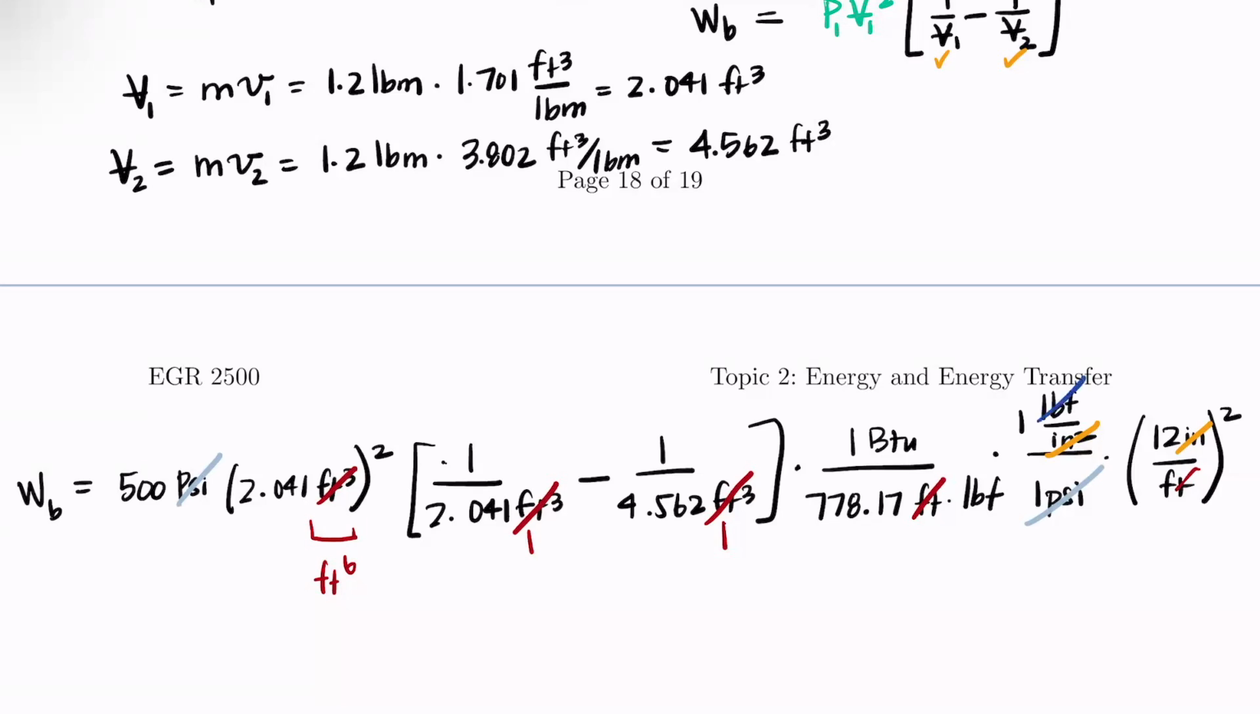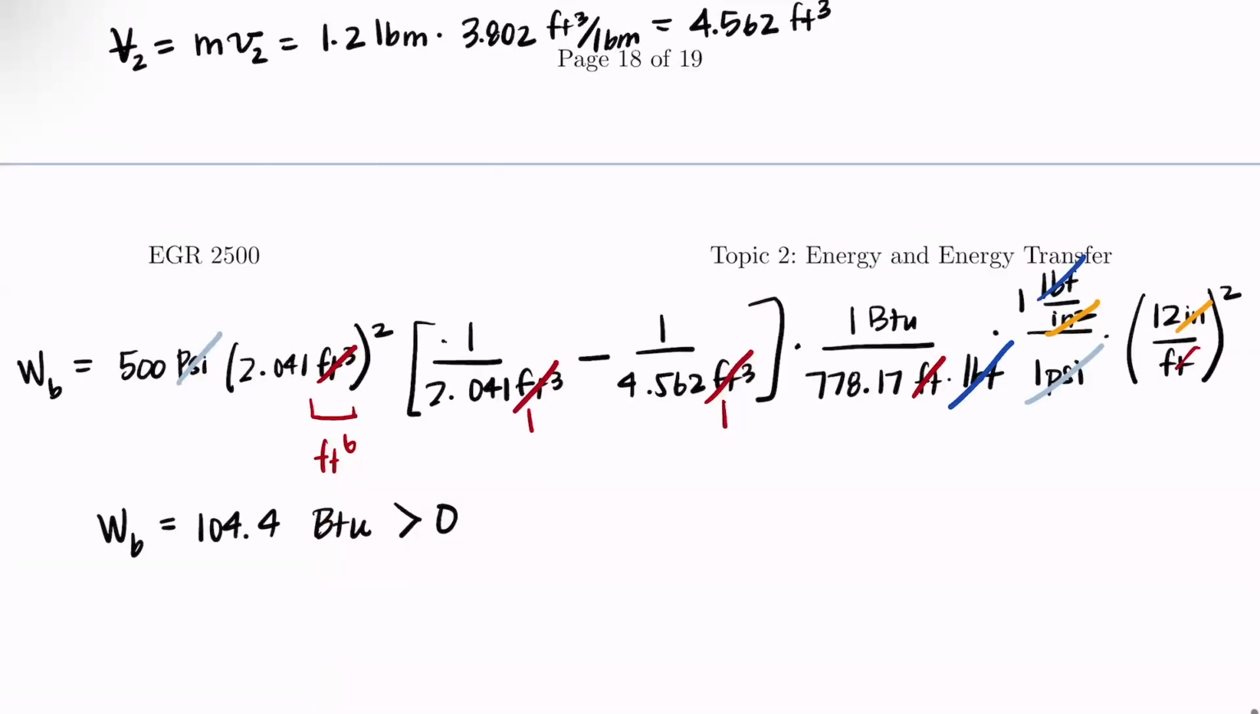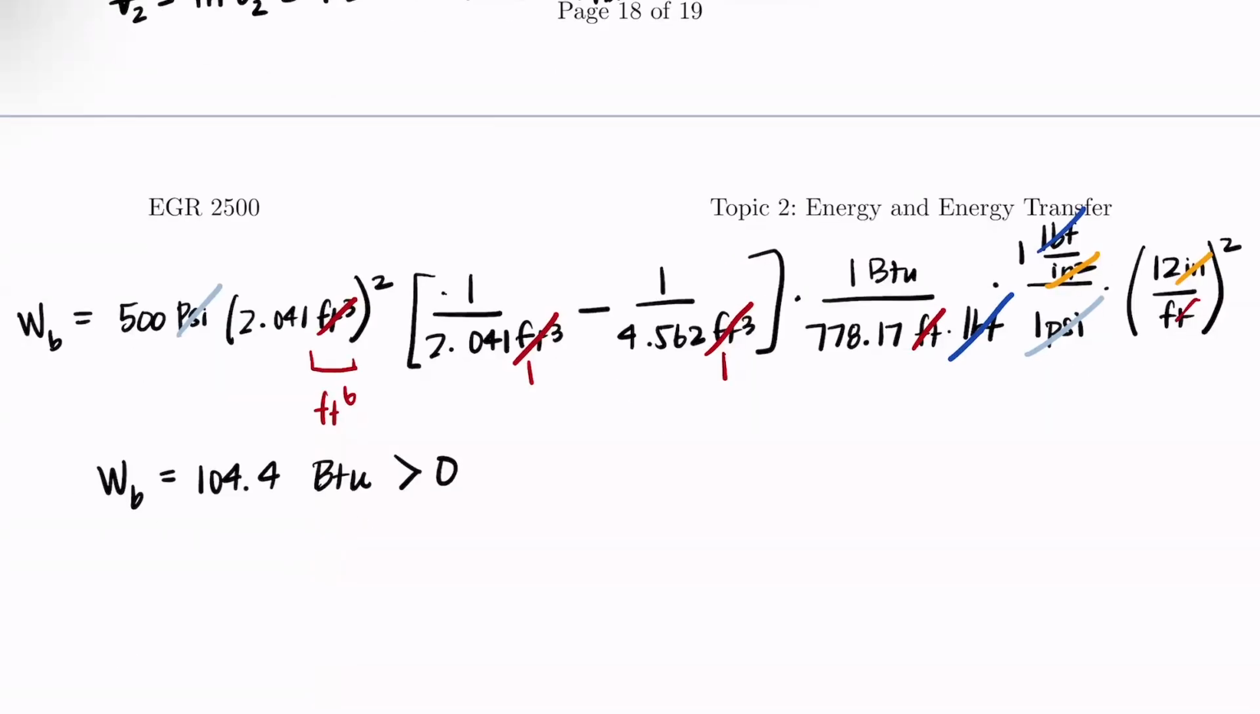Pounds of force balance with pounds of force, and then we're left with BTU. So we have WB is equal to 104.4 BTU. This is greater than 0, right? So what does that mean about the work? Is it done on the system or by the system? Yeah, work is done by the system. Very good.